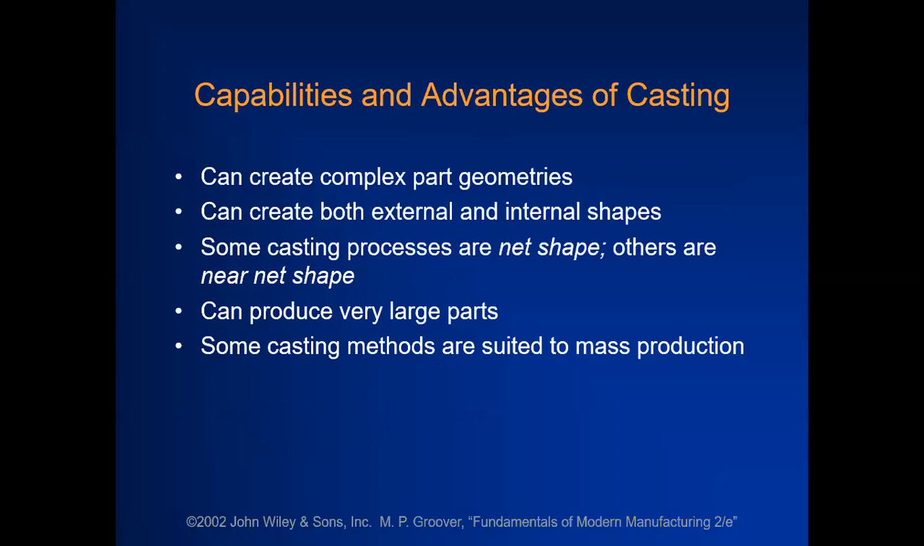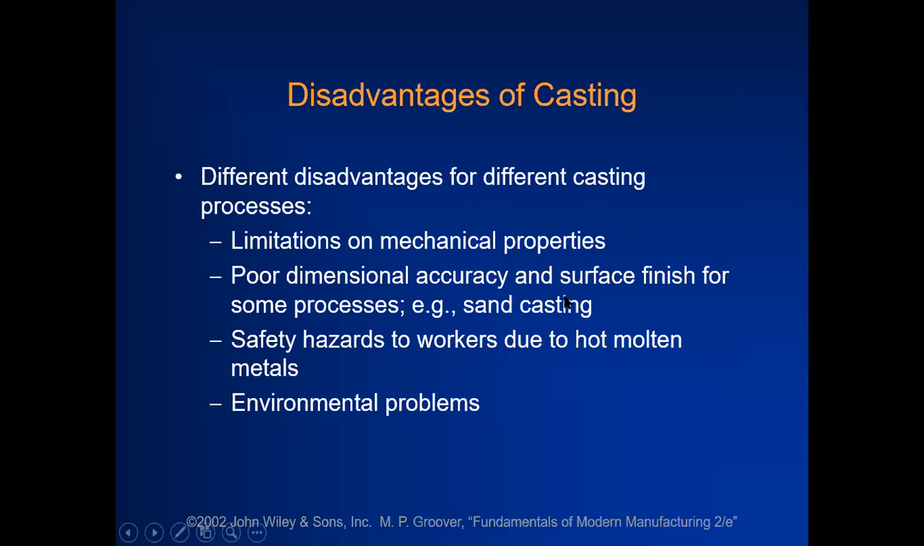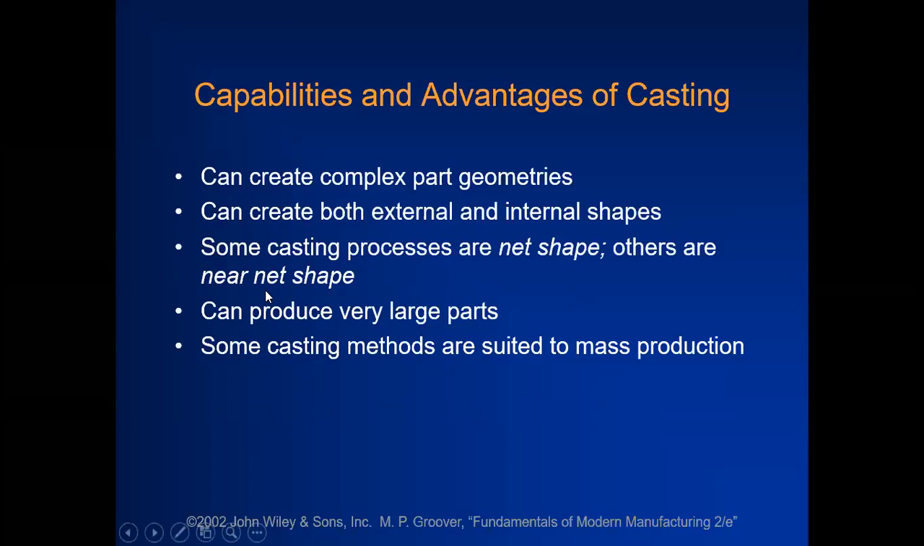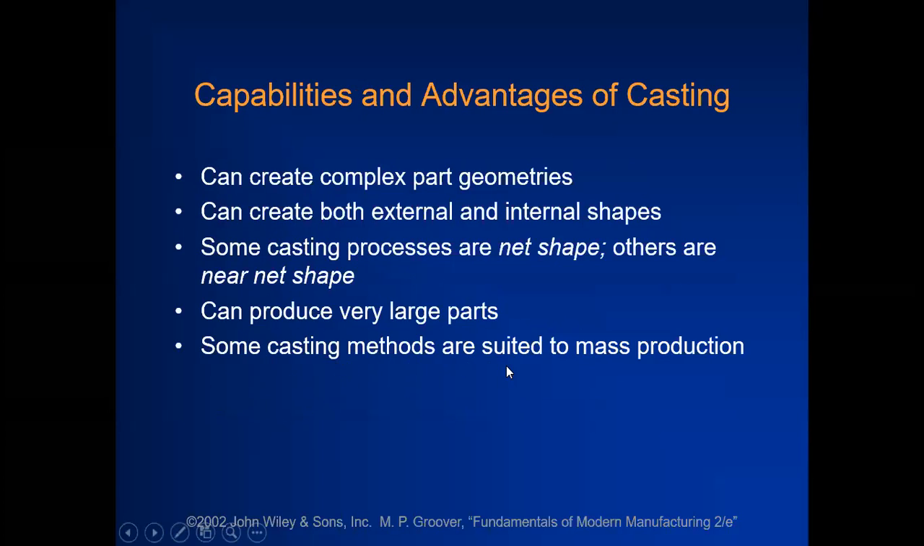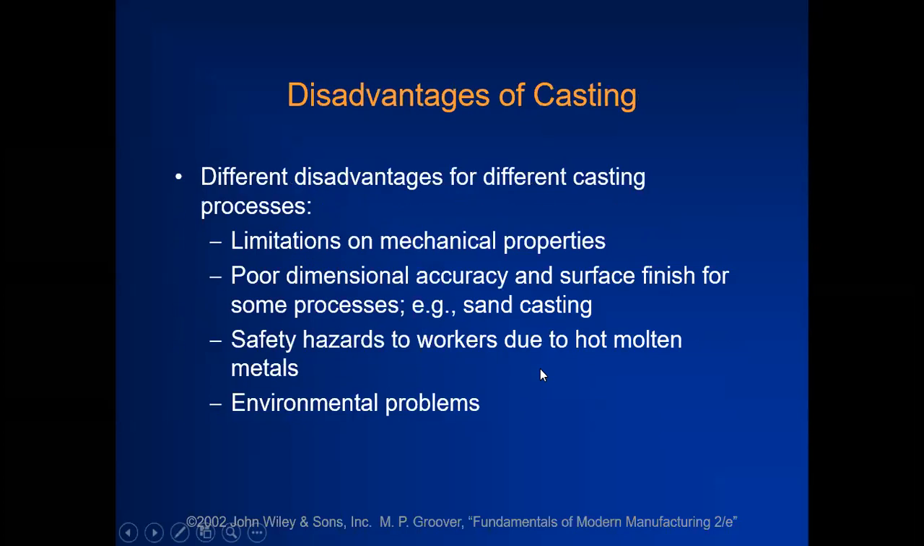Casting can create complex part geometries. Further, it can create both internal and external shapes. Some casting processes are net shape. Net shape means in some casting processes we get a shape that is fully finalized, while in some other casting processes we get a shape that is near to the final shape, in which further machining is required. Casting can produce smaller as well as larger parts. Some casting processes are suited to mass production.